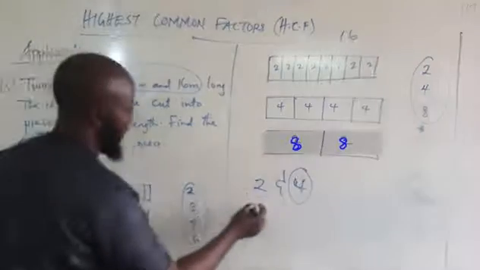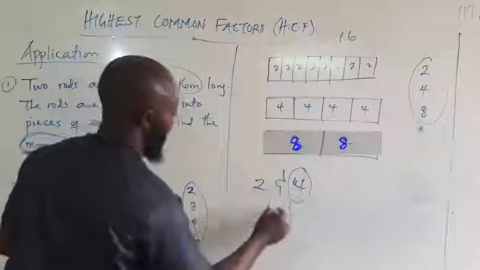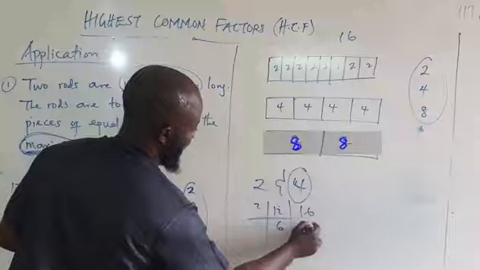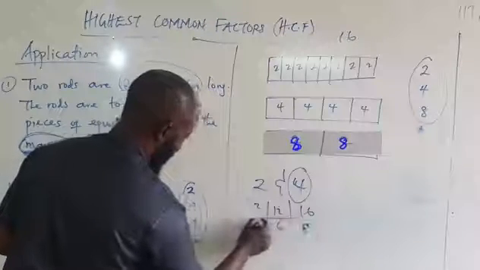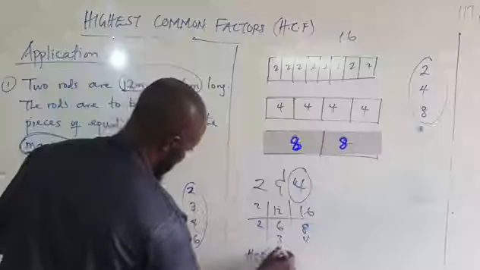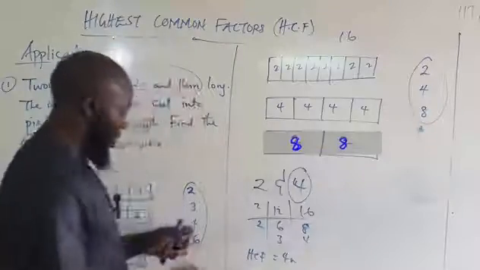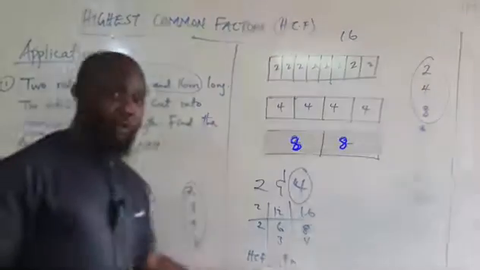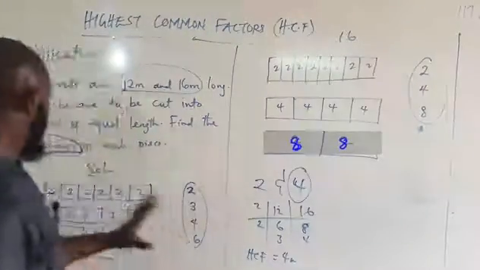So you're looking for the HCF, which we have treated. 12 and 16, 2 here, 6, 8. 2 can still go, that is 3, 4. So the HCF is 4 meters. That is, the maximum length of each piece will be 4 meters. So that is that on this one.